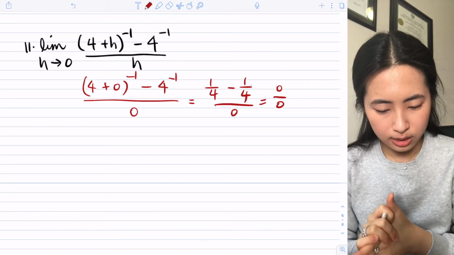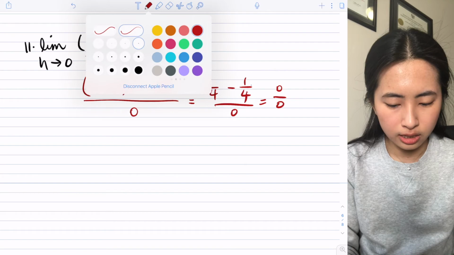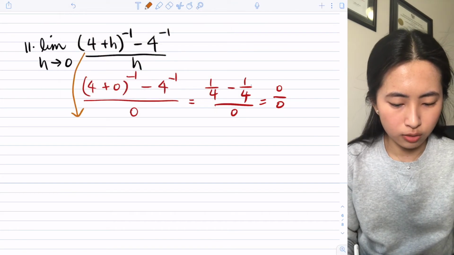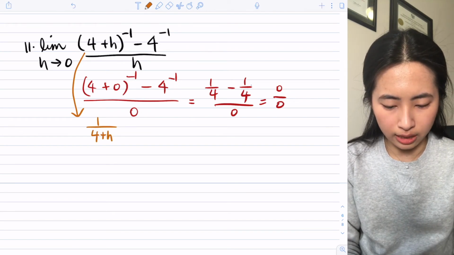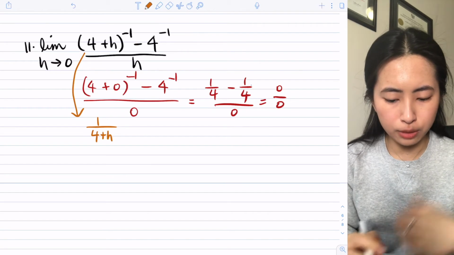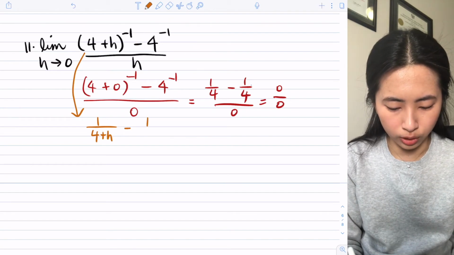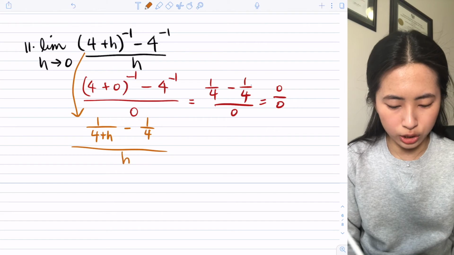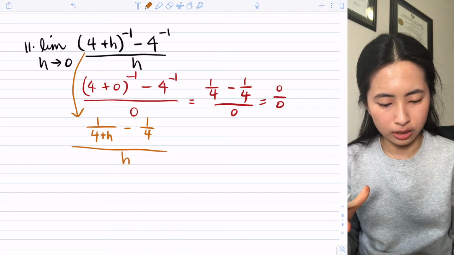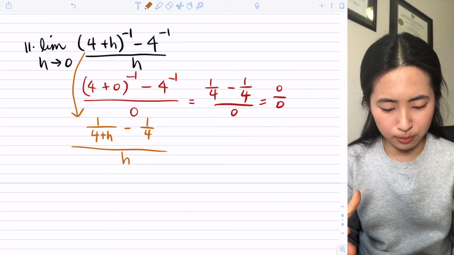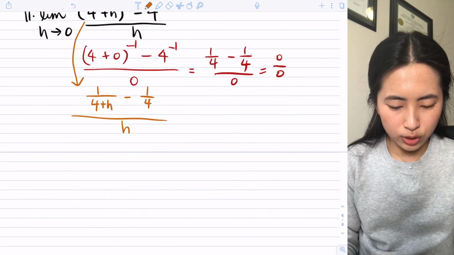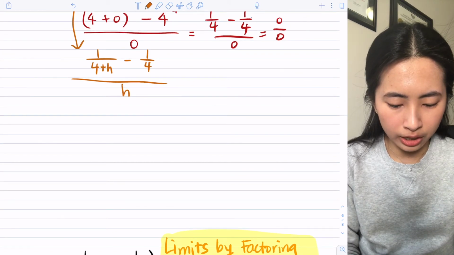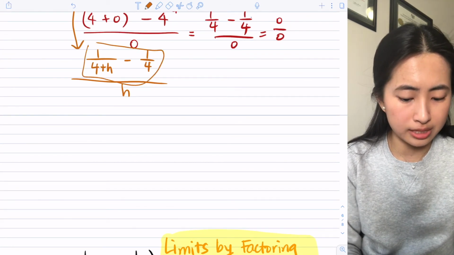And in that case, what we can do is rewrite 4 plus h raised to the power of negative 1 into a fraction. So this becomes 1 over 4 plus h. And on the other hand, we see that this is 4 raised to the power of negative 1. Therefore, this is minus 1 over 4. And this is all over h. So it looks similar to numbers 9 and 10, just because we need to combine this into a single term. So all we have to do is find the least common denominator and combine this into a single term first.